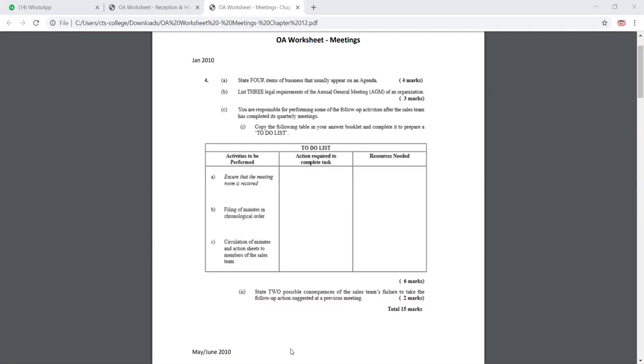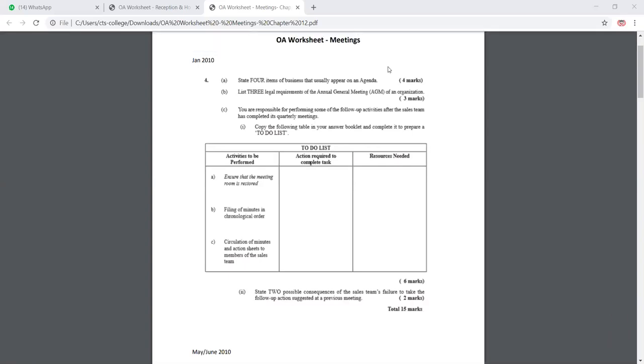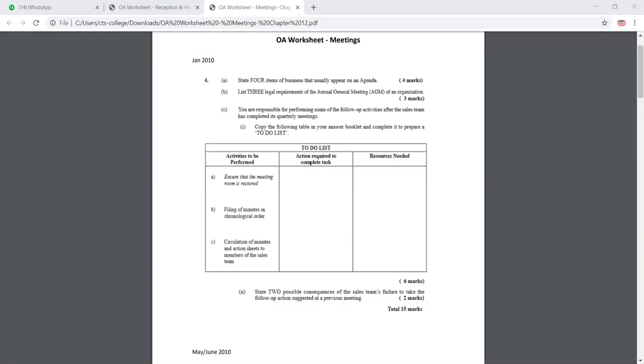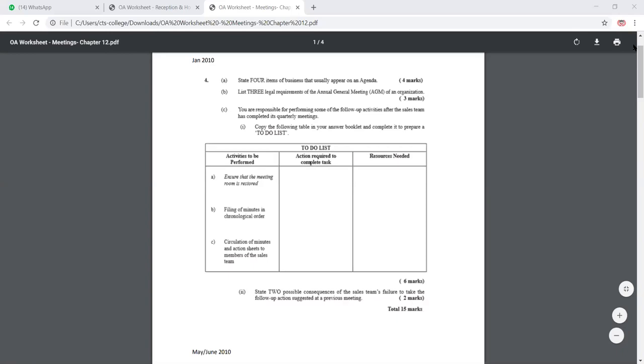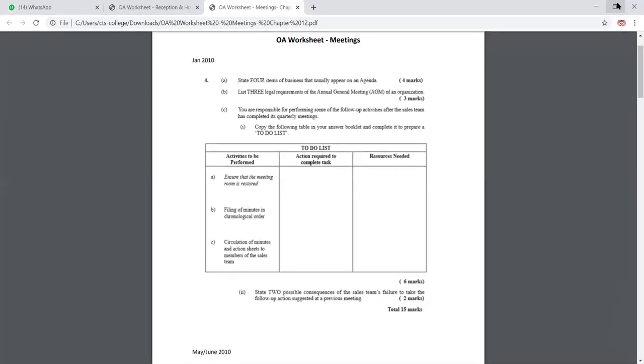So we are looking at four items of business that usually appear on an agenda. All right, this was actually covered in two different topics. We would have done this in the meetings chapter, and we also would have done this in our communication chapter earlier on last term as well. So you could take the answer from either of the places. So let me call on somebody to answer this first question here.